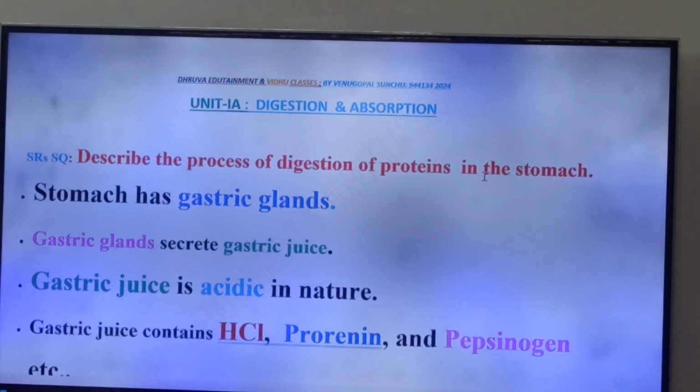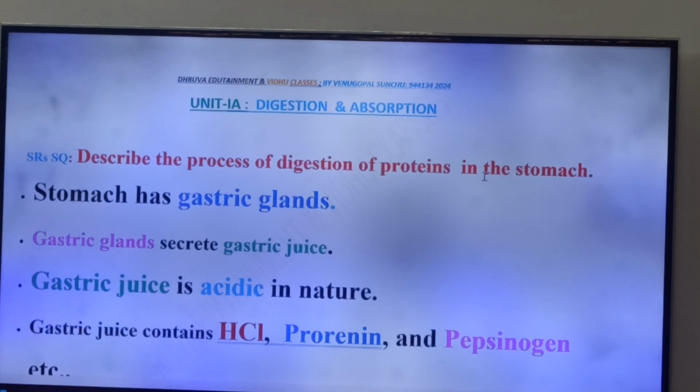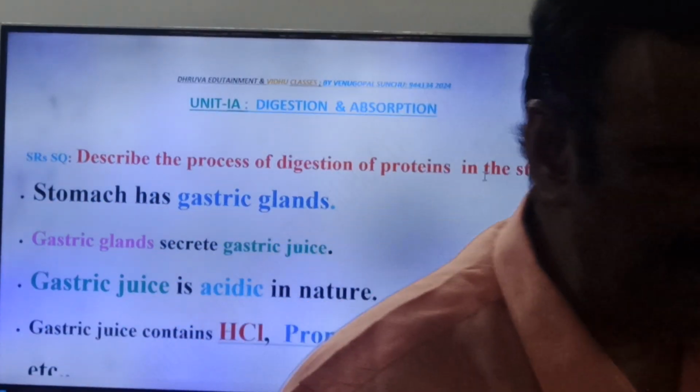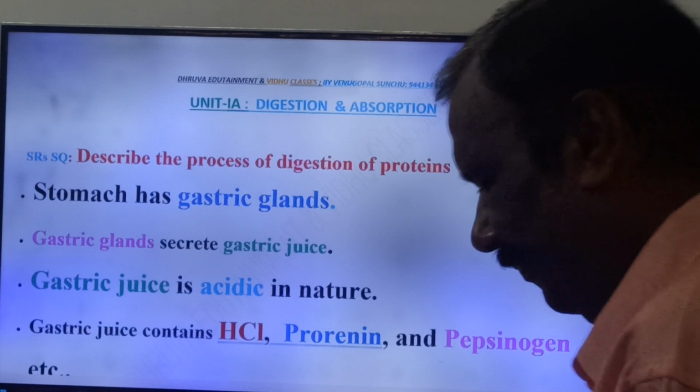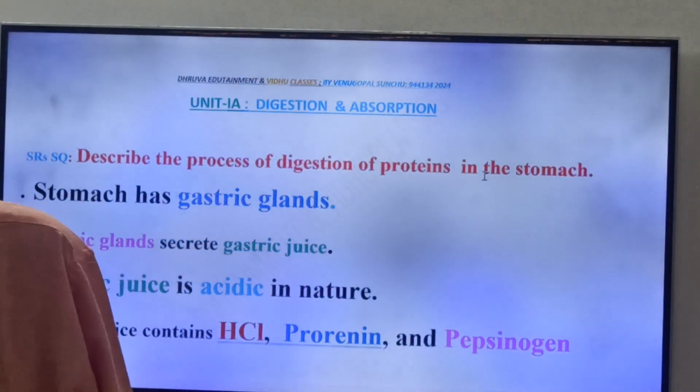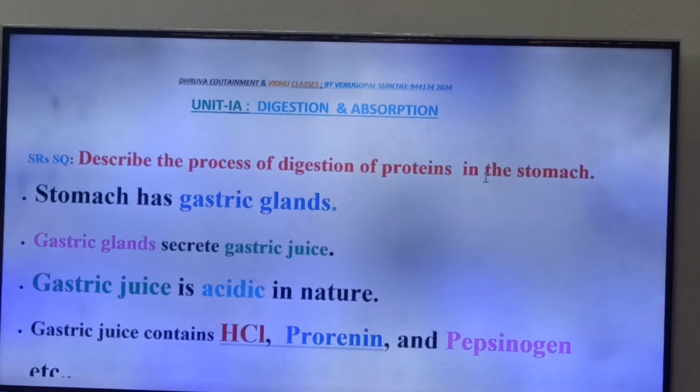Now come to our answer. Stomach has gastric glands. These gastric glands secrete gastric juice. Gastric juice is acidic in nature.